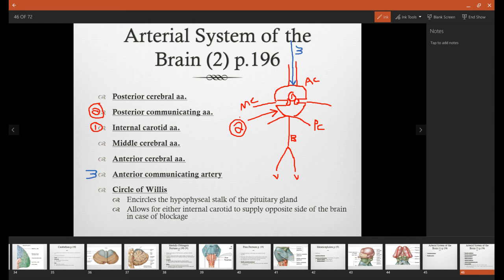Now this is the basis of the circle of Willis, which is going to be circulating the hypophyseal stalk, which is what connects the pituitary gland to the actual brain here. You can imagine if we had a clot form in this internal carotid artery, this side of the brain would no longer be getting blood. Well, our body has developed a system called the circle of Willis that allows blood to be pumped to the other side, either through the internal carotid arteries or through the alternate route of the vertebral arteries and basilar arteries going to that side. That's what the circle of Willis is.